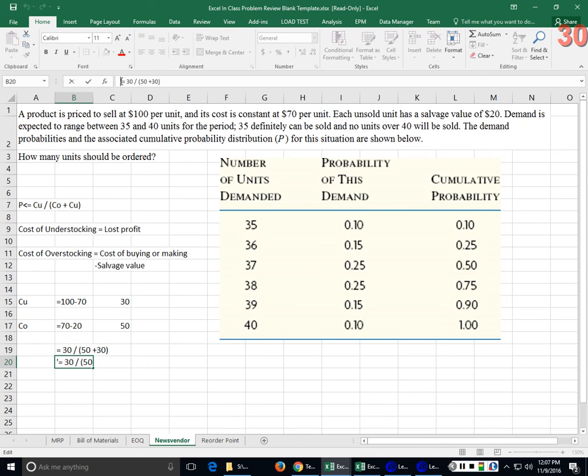This is a lot like those homemade pies problems that we worked on. Our probability of not selling that we want to target is 0.375. There are a couple of ways to get at this. Did anybody come up with a good way to think about which one of these you're going to target?